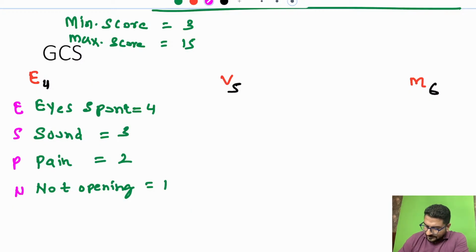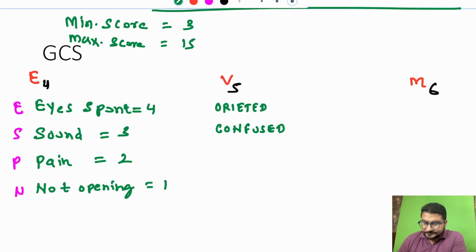Now let's talk about the verbal component. Verbal component means how the patient is speaking. When we talk to the patient, suppose he is conscious and oriented, oriented to time, place, person. Suppose he is slightly confused. You asked what is the time today, he is not telling 5 o'clock, he is telling you it is 2 o'clock in the afternoon.